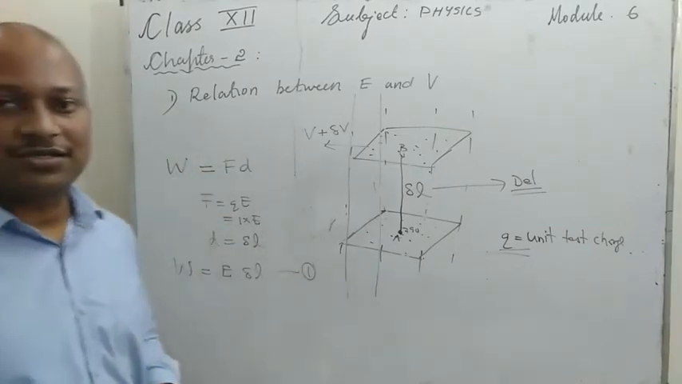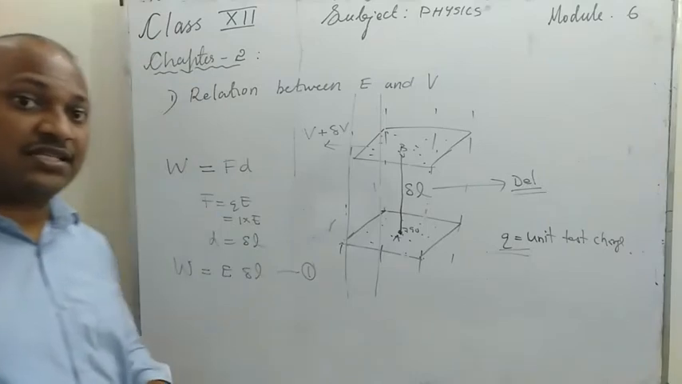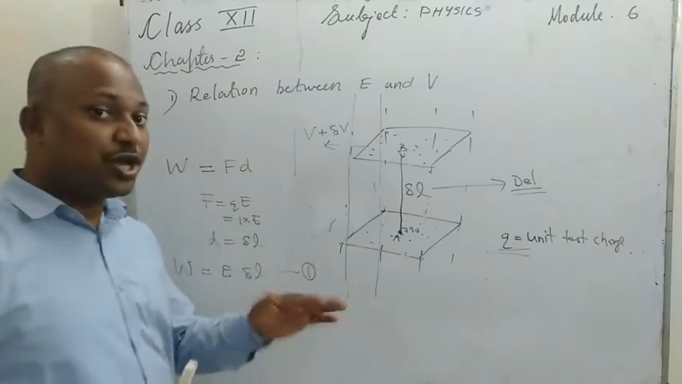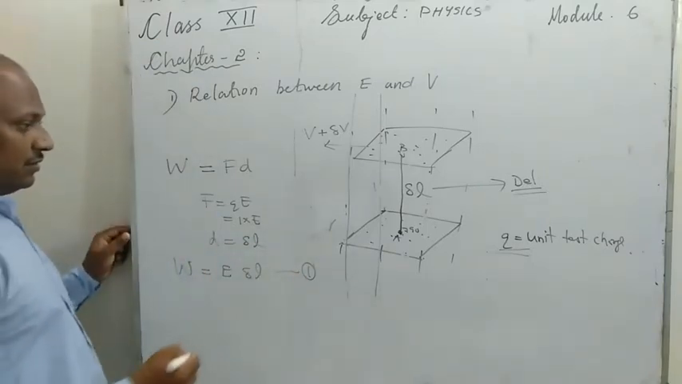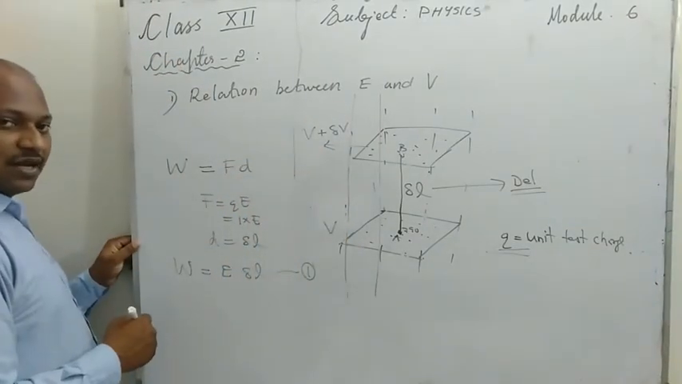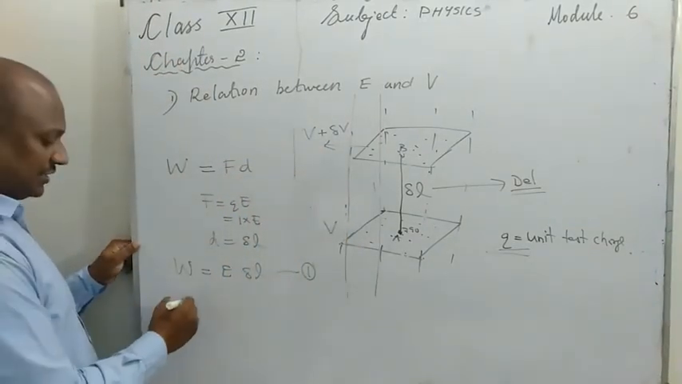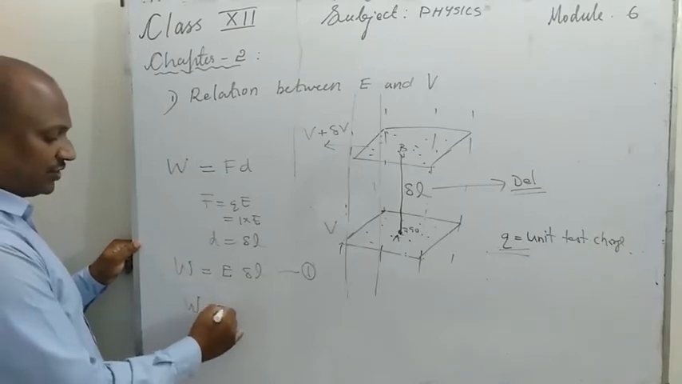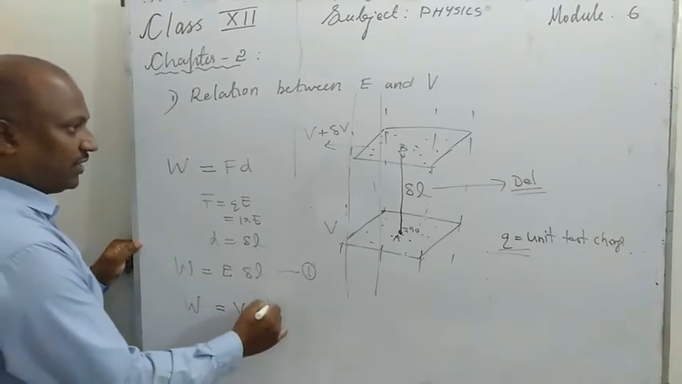Okay, what about the energy here? Because energy is also equal to work done, the change in energy here. So this is a potential V, and this is a potential V plus delta V. So what is the change in energy here? Work done is also equal to change in energy. So V minus (V plus del V).